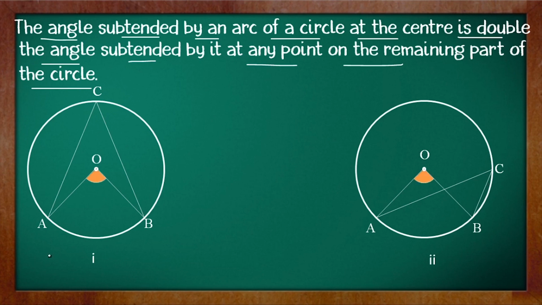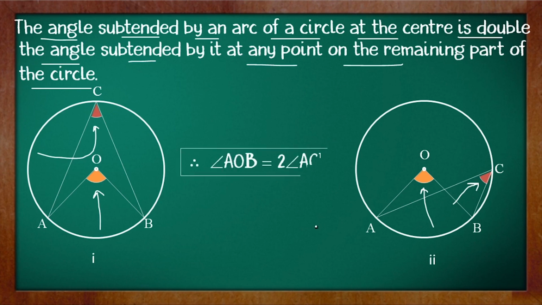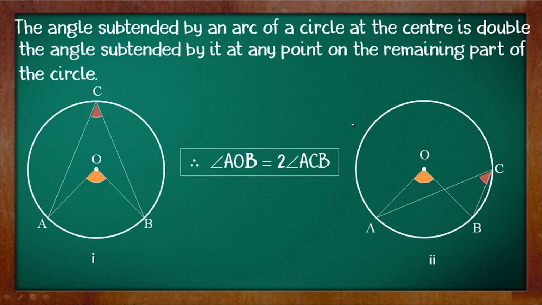Then the angle formed at the center, that is this angle here, will be double the angle at the remaining part of the circle. So this is the angle in the remaining part of the circle. So we can write angle AOB, that is the angle at the center, is 2 into angle ACB, that is the angle at the remaining part of the circle. With the help of this theorem, we will be solving our problems.